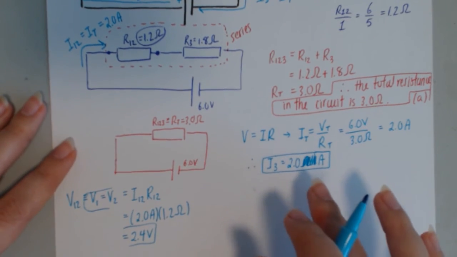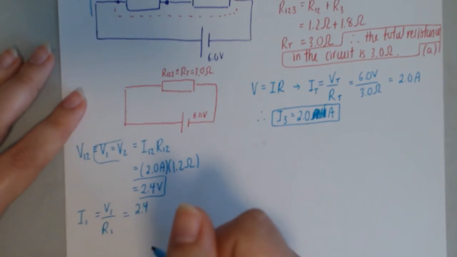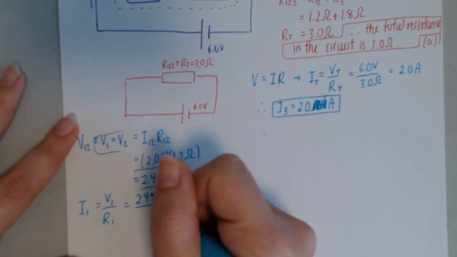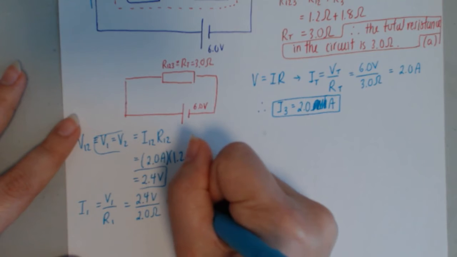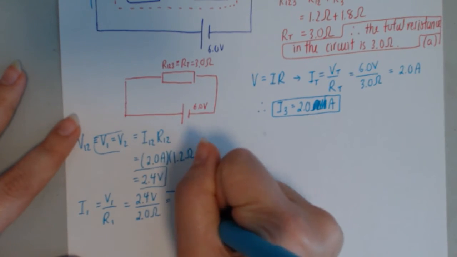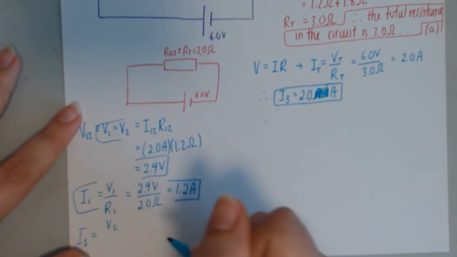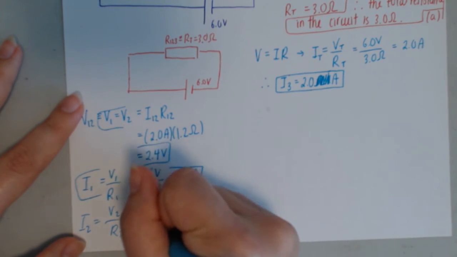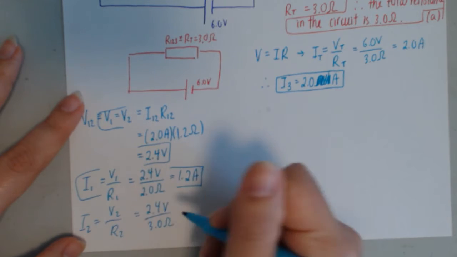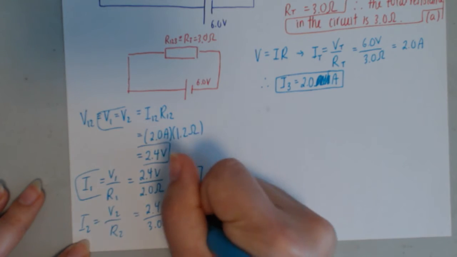So current is voltage over resistance. So current through 1 is going to be voltage 1 over resistance 1. So that's 2.4 volts divided by 2.0 ohms. So 2.4 divided by 2, that's 1.2 amperes. So I1 is 1.2 amperes, and I2 is V2 over R2. So 2.4 volts divided by 3 ohms. 24 divided by 3 would be 8. So this would be 0.8 amperes.